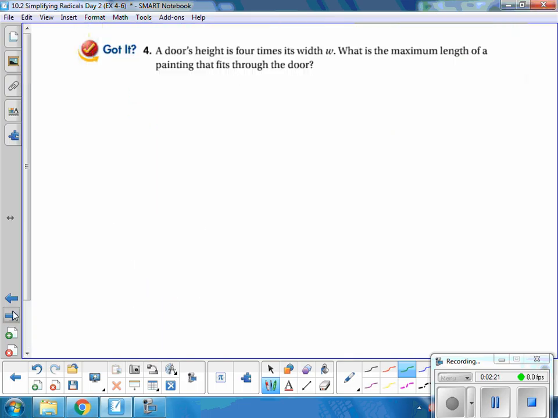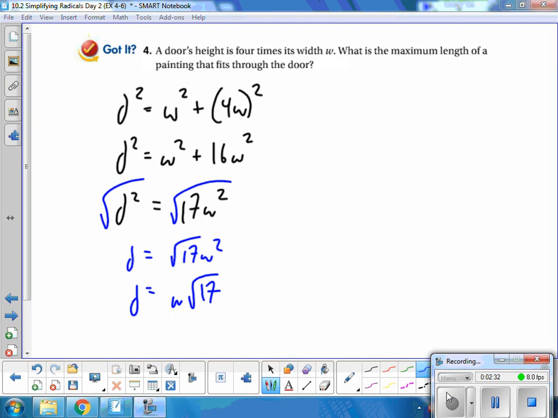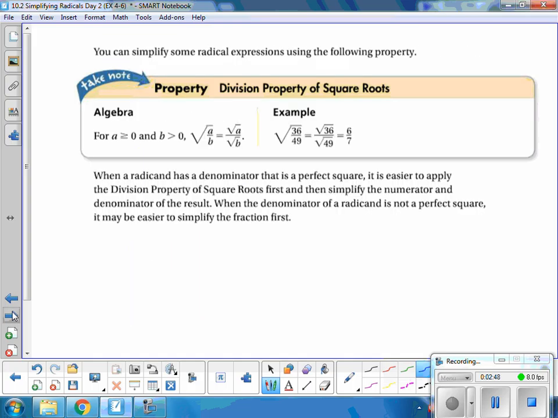All right, I want you to try it. The door height changed a bit. It changed a titch. Will you go ahead and solve this one out? Press pause. I found out that the diagonal of the doorway is w times the square root of 17, leaving it as a radical. I know some of you like to get to the decimal version of it, but this way we're just working with radicals, so we're going to leave it that way.